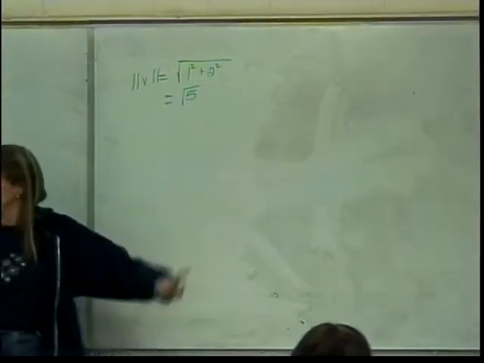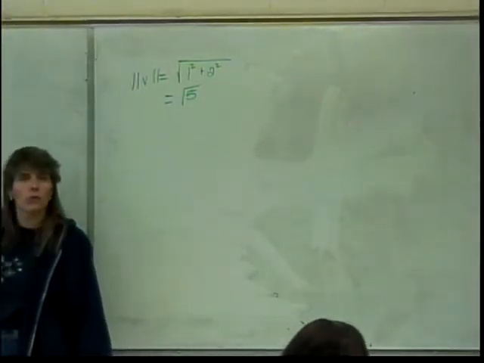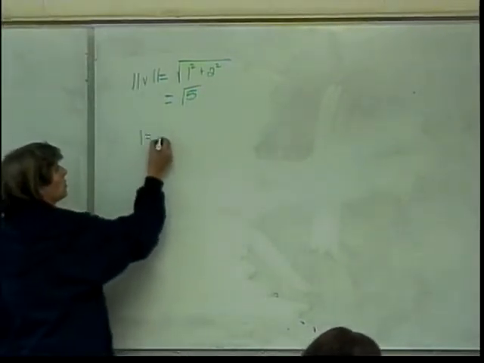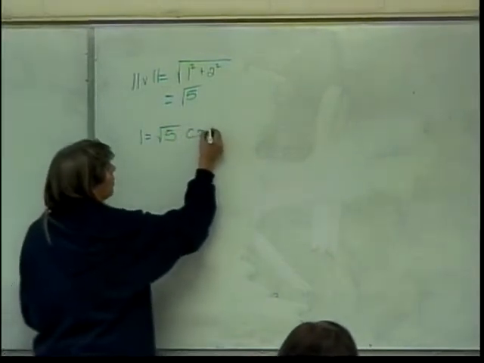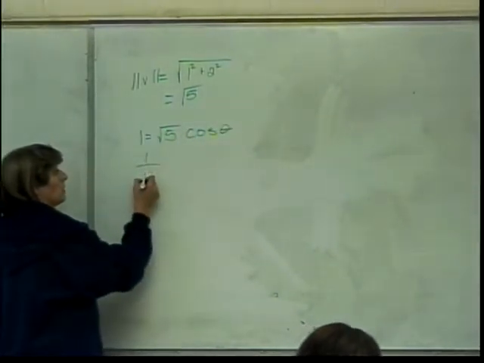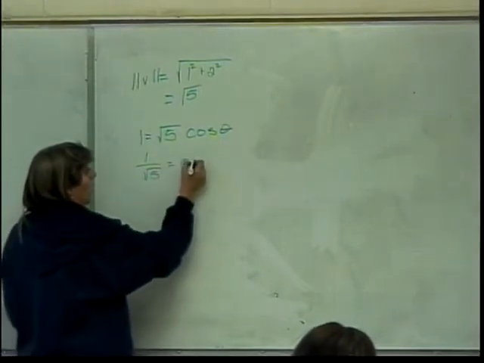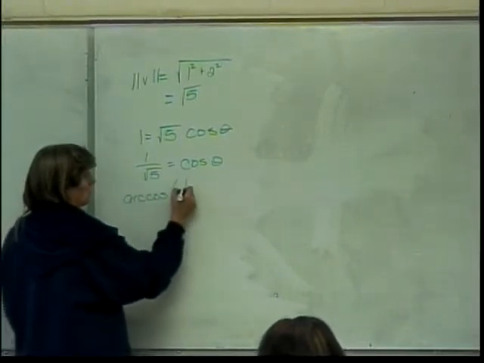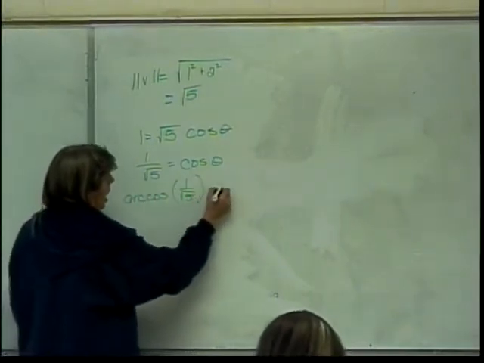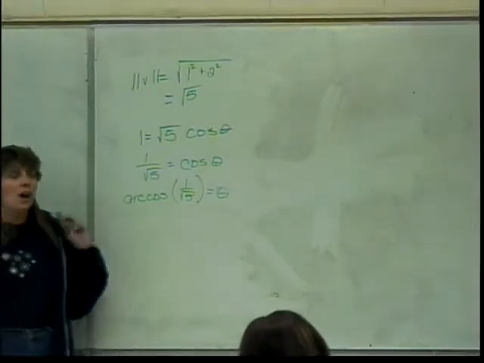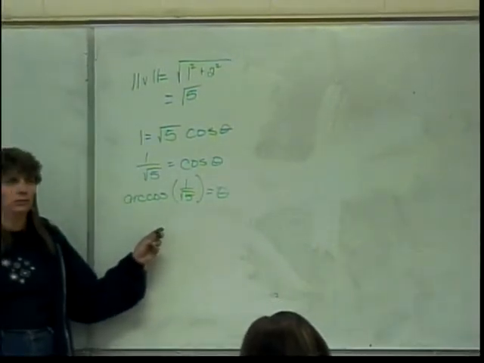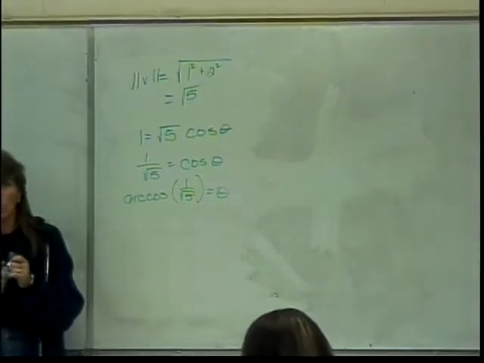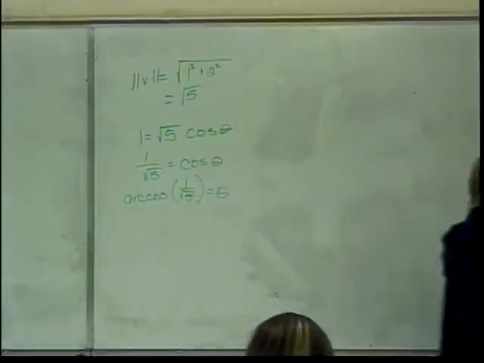So once I have my magnitude, I use the formula for the a. The a in my vector is 1, so I have 1 is equal to the square root of 5 times the cosine of theta. I divide both sides by the square root of 5, and then I take the inverse cosine. And that's about 63 some odd degrees, which makes sense because we are in quadrant 1. All right, let's see what else we have to do.